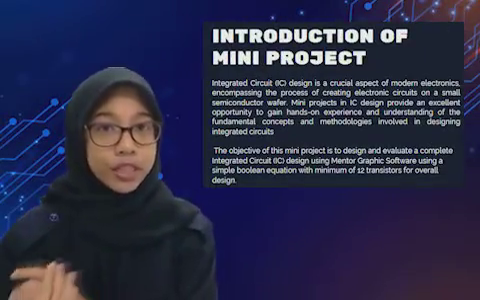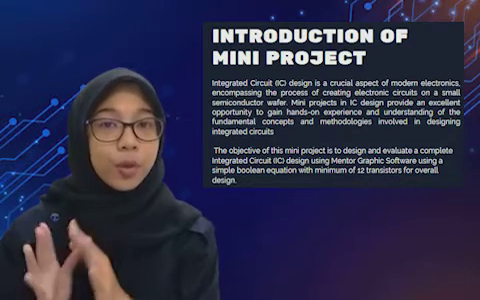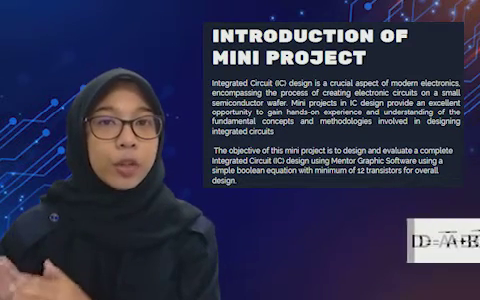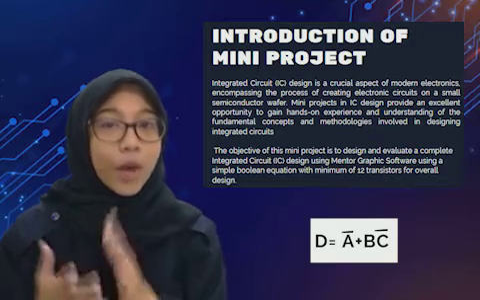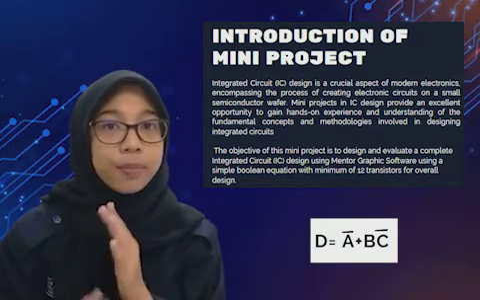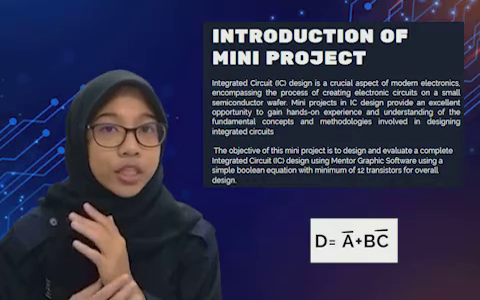Project, we are required to design an IC with minimum 12 transistors. For this project, we built a Boolean equation D equals A bar plus BC bar, where A is 4 transistors, B is 2 transistors, and C is 4 transistors.